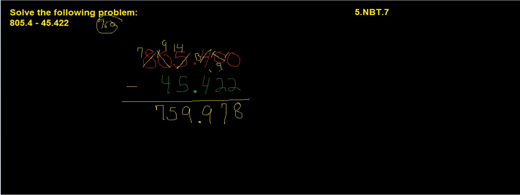And if we want to reverse proof this, we just take our difference and add it to the smaller number. So we can rewrite this as, let's do this in a different color for everyone, 759 and 978 thousandths plus 45 and 422 thousandths. This should give us 805 and 400 thousandths. Let's see if it does.